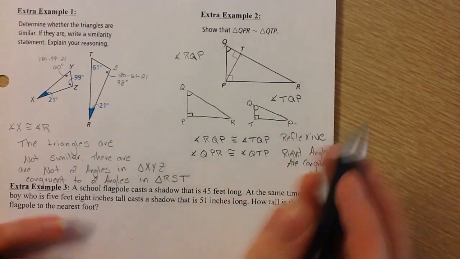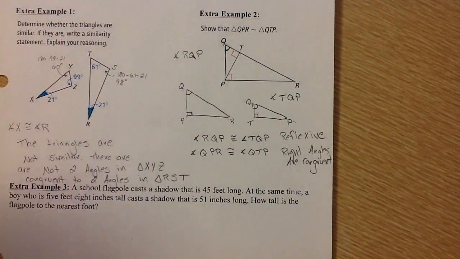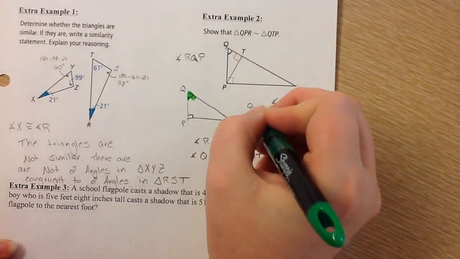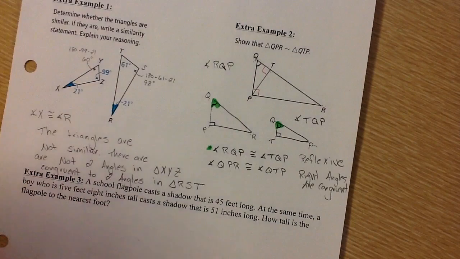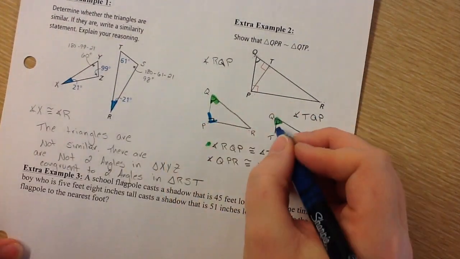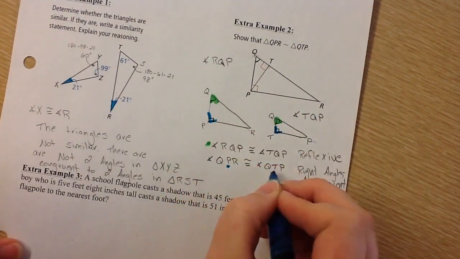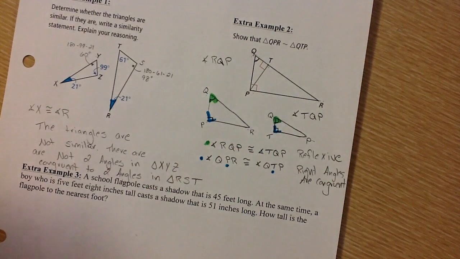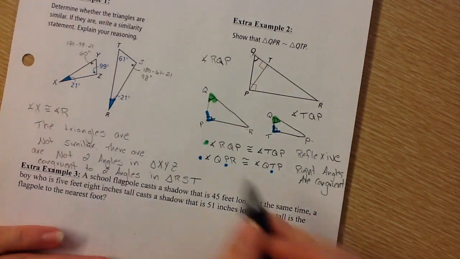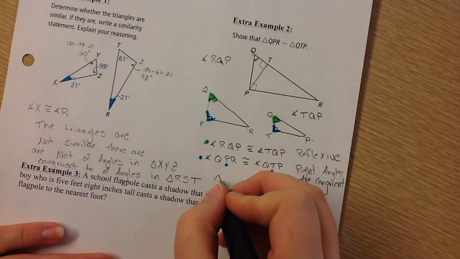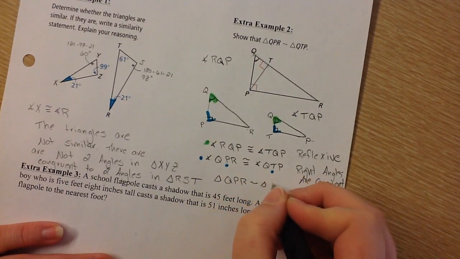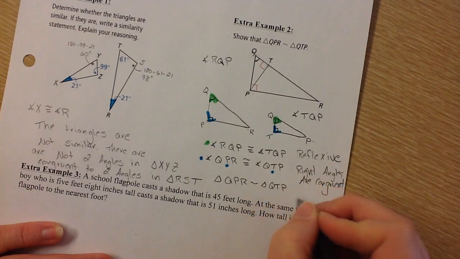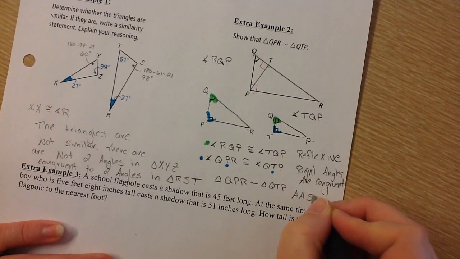So here I have two angles congruent. I know this little angle here, this angle Q, is congruent to this angle Q right there, reflexive. And we know this angle P and this angle T, right here, P and T, are congruent because they're both 90. So I have two angles. So I've just now shown triangle QPR is similar to triangle QTP because of the AA similarity theorem.